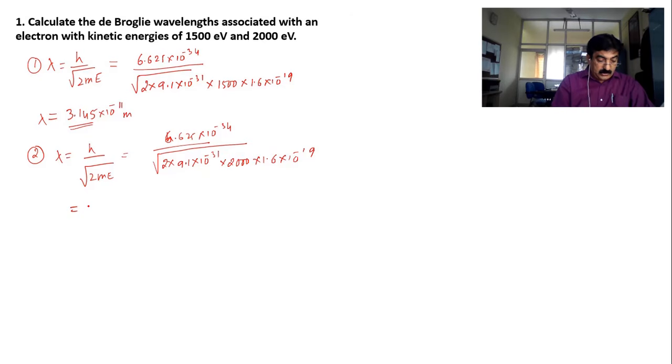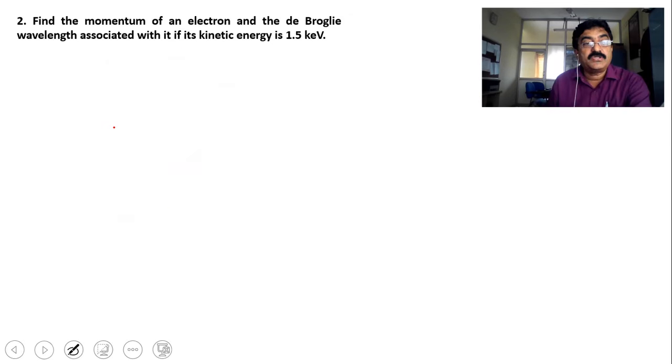Okay, so I take the reciprocal of this and then multiply by 6.625 to the power of minus 34. I got the answer as 2.745 into 10 to the power of minus 11 meter. So this is the answer for the second energy. I hope you got this problem. This is not a very complicated problem. Please move on to the next question. Here comes the next question.